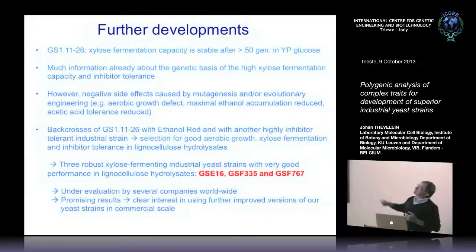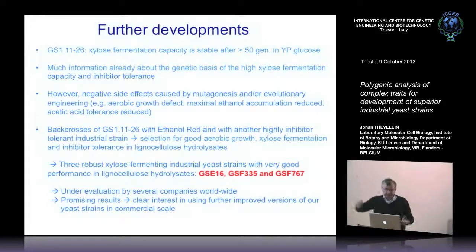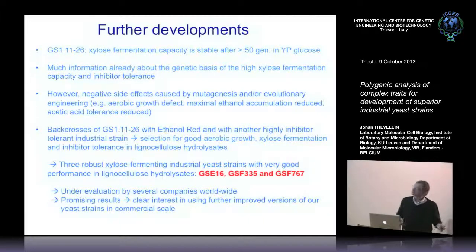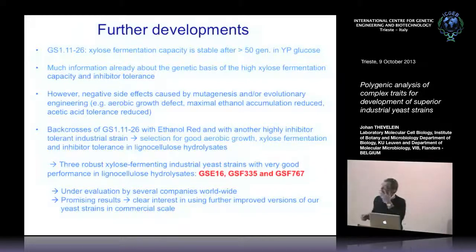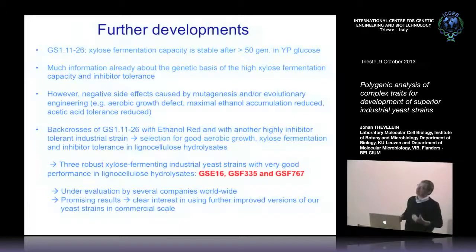We have learned already a lot about the genetic basis, as I told you, but we also noticed that this strain, because of the mutagenesis, because of the evolutionary engineering, as I told you in the beginning, had negative properties. It had a partial aerobic growth defect. The maximal ethanol accumulation was reduced. Acetic acid tolerance was reduced. So we have backcrossed the strain with Ethanol Red and with another very inhibitor-tolerant industrial strain, and we selected for good aerobic growth, high xylose fermentation, high inhibitor tolerance. And this gave us three very good industrial strains that are now being evaluated.